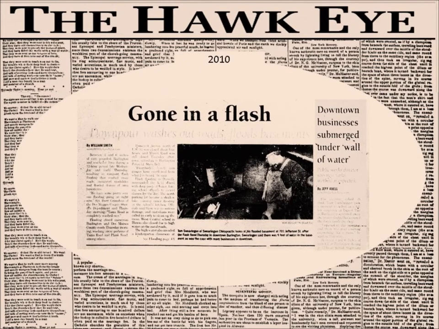A wall of water came crashing down Jefferson Street during the 2010 flash flood. Many businesses were seriously damaged.